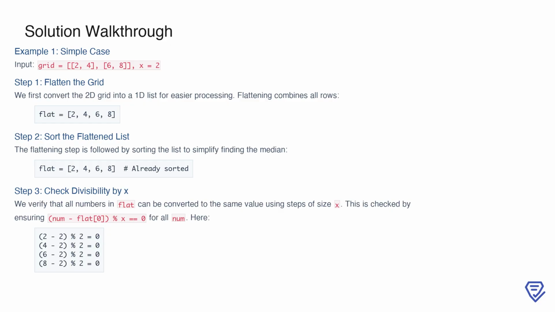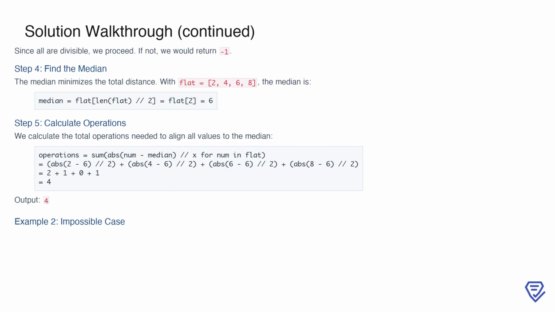Then, we verify if all numbers in the list can be aligned using steps of size x. This is done by checking that the difference between each number and the first number in the list is divisible by x. For this grid, every number satisfies the condition: 2 minus 2, mod 2 is equal to 0, 4 minus 2, mod 2 is equal to 0, 6 minus 2, mod 2 is equal to 0, and 8 minus 2, mod 2 is equal to 0. Since all checks pass, we can proceed to the next steps. Since all numbers in the flattened list are divisible by x, we can move forward.